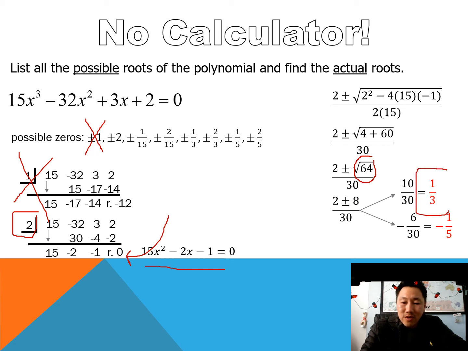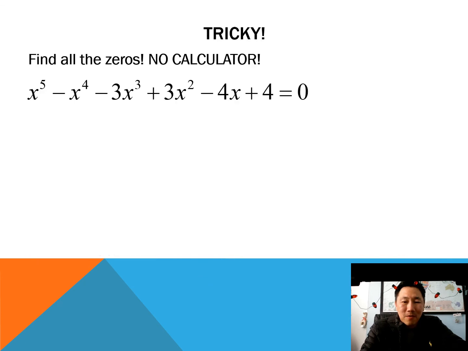So there are our 3 answers. 1/3 here, negative 1/5, and the 2 that we first got. All right, let's go ahead and do one last example. It is tricky, but it's not that tricky. It's only because we have 5 answers to go through. So that's kind of fun.